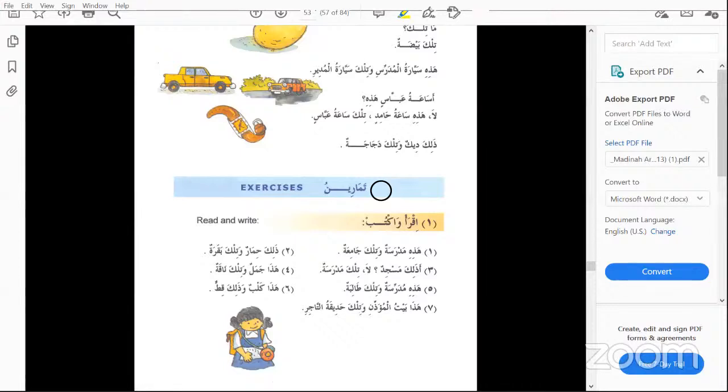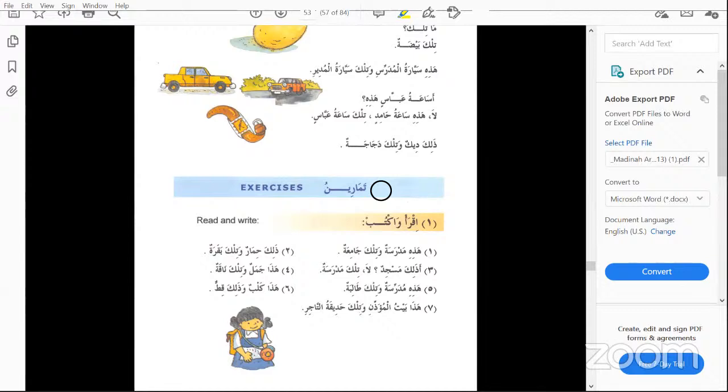Can you do this exercise, please? هذه مدرسة وتلك جامعة. Madrasatun. This is a school and that is a university. ذلك حمار وتلك بقرة. That is a donkey and this is a cow. أذلك مسجد؟ لا، تلك مدرسة. Is that a mosque? No, that is a school.